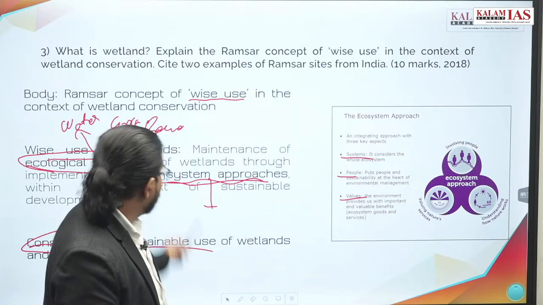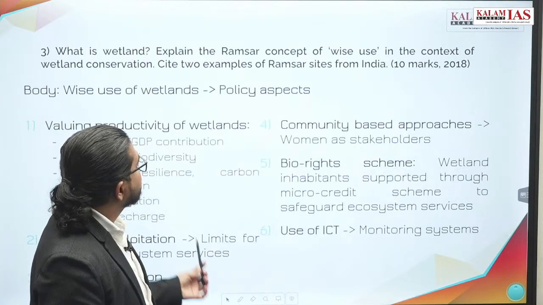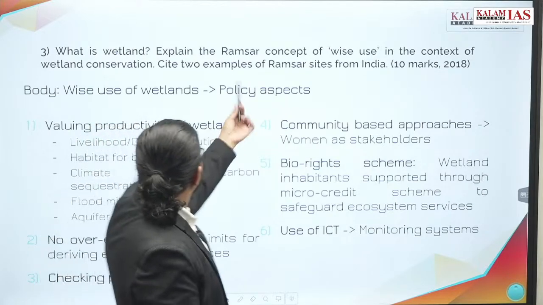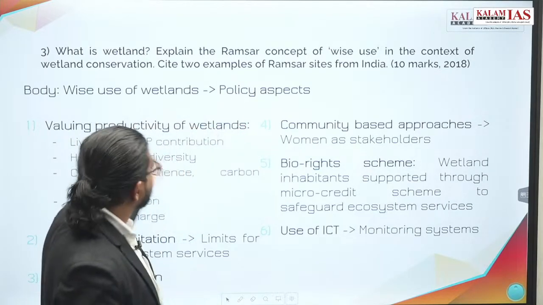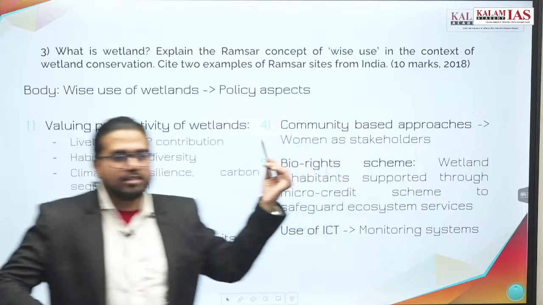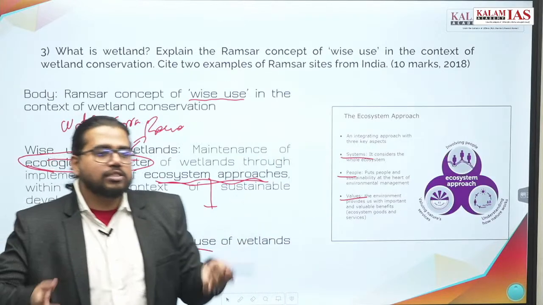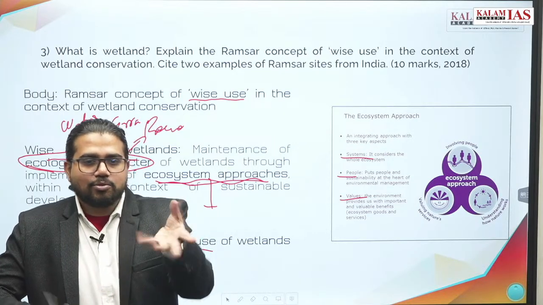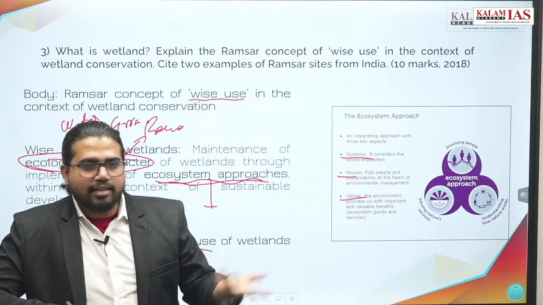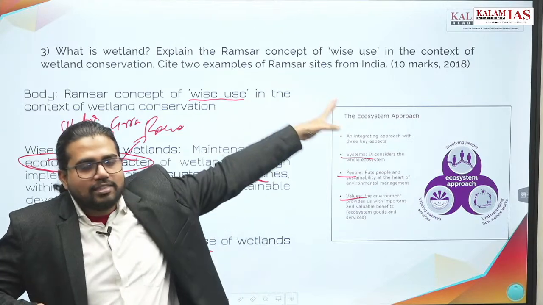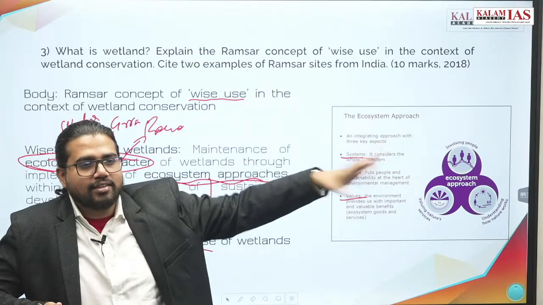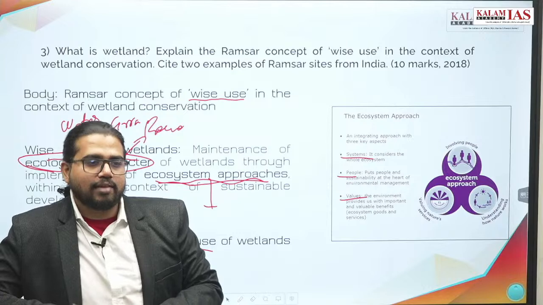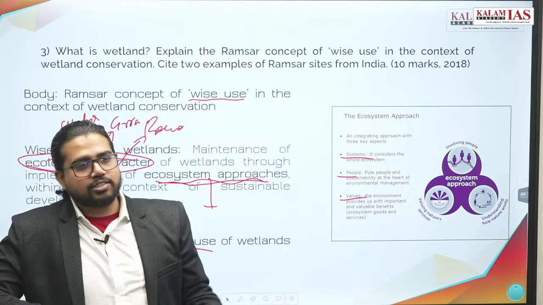What else? What is the next part? Wise use of, it is a 10 marker. If you just define wetland, how much space does it take? 4-5 lines. More than that, what will you define? You can't even make a diagram. If you define wise use also, it will take maybe another half page at maximum. Still we have pages to fill. What to do?